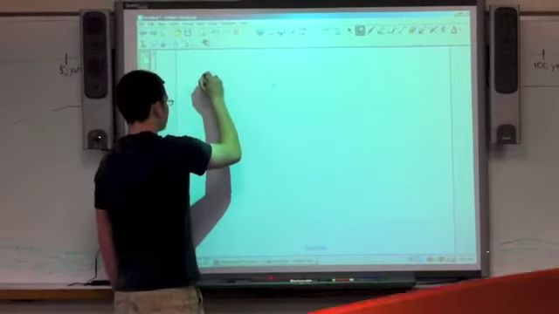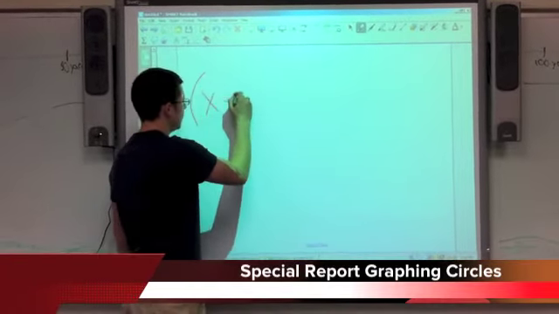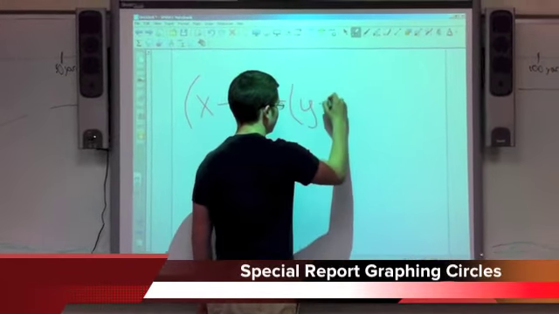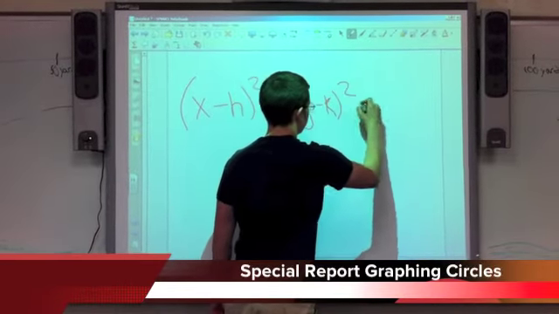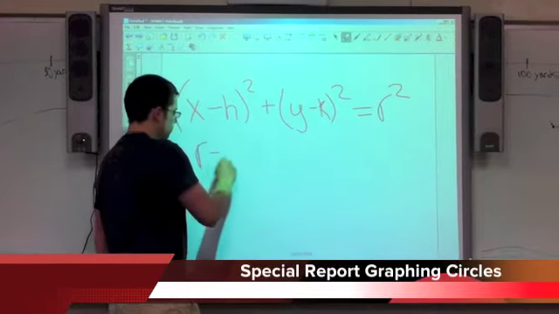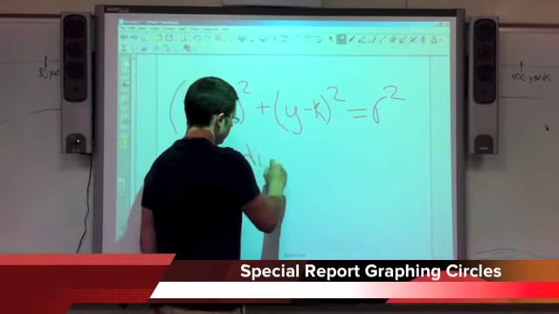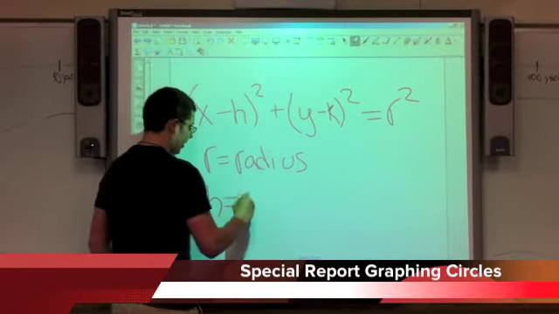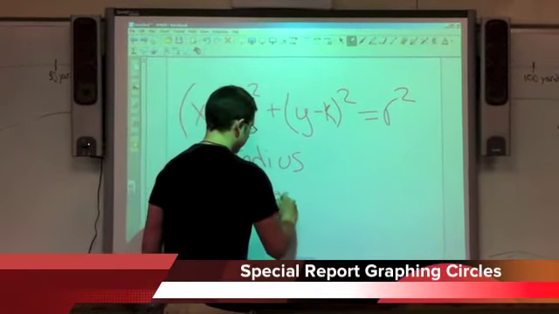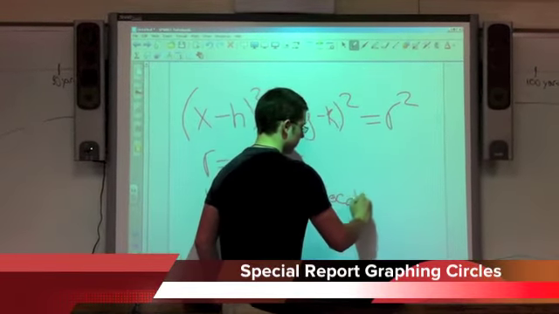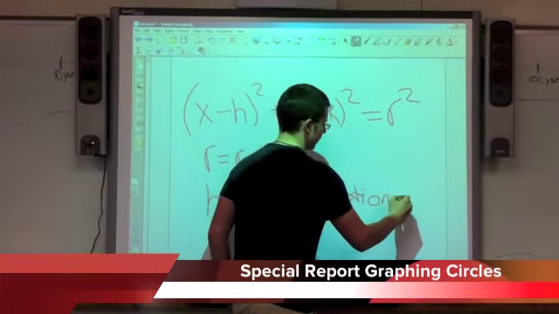Finally, graphing circles on our graphing calculator. In a circle equation, there are 3 parts. There's x minus h squared plus y minus k squared equals r squared. R is your radius of the circle. H is the opposite of the location of the center of the circle on the x-axis.